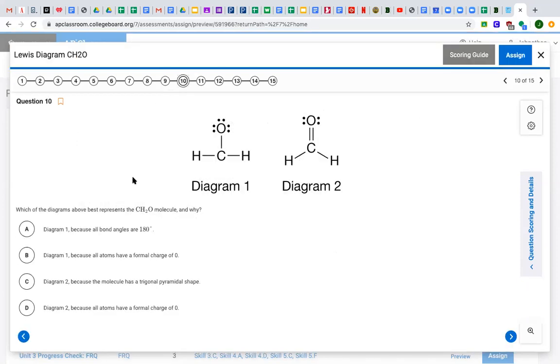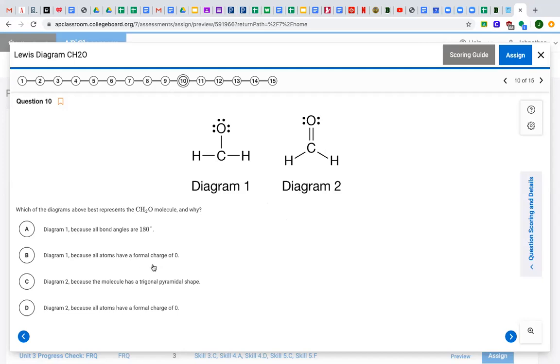Last one, number 10. What did we get for this guy? Diagram 1, diagram 2. Which one best represents the formaldehyde molecule? I got C for that one. C, because it's trigonal pyramidal. This guy, I wanted to say that too at first, but it's not. This thing's not trigonal pyramidal. It's planar, trigonal planar.